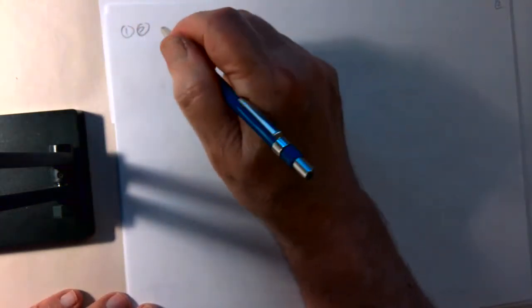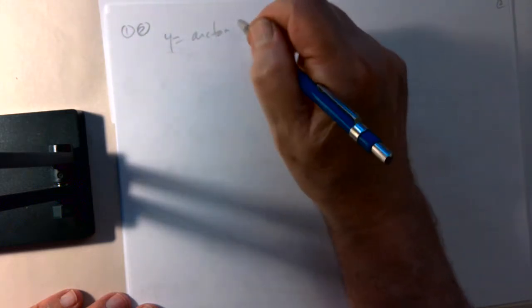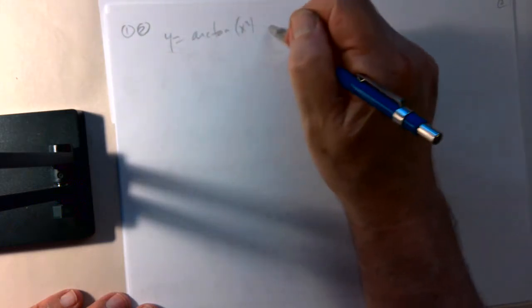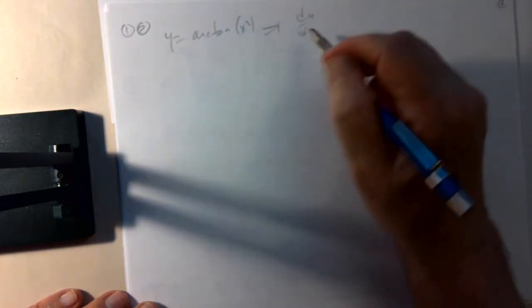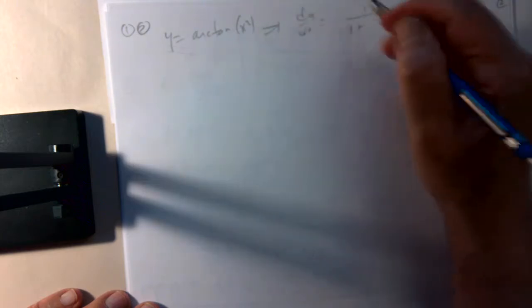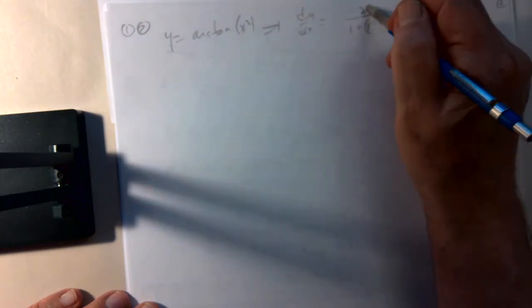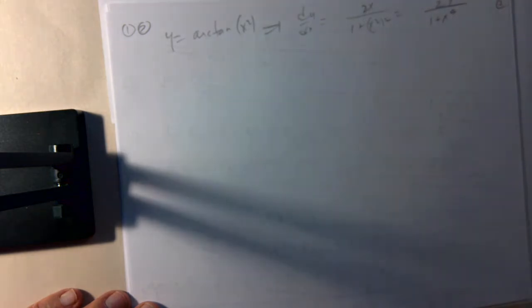For 1e, y is the arctangent of x squared. So by the chain rule, we know the derivative of the arctangent of x is 1 over 1 plus x squared. So this is 1 over 1 plus (x squared) squared times the derivative of x squared, which is 2x. So that's 2x over 1 plus x to the 4th.